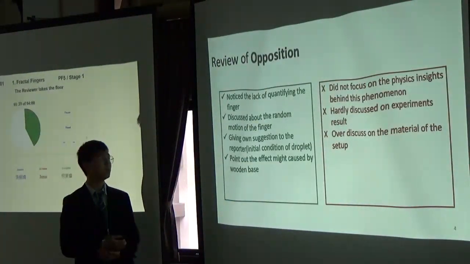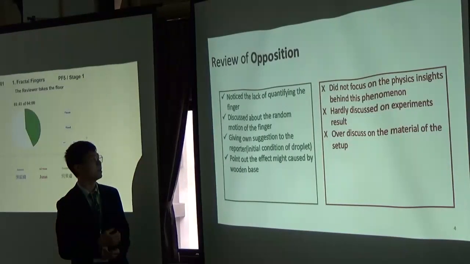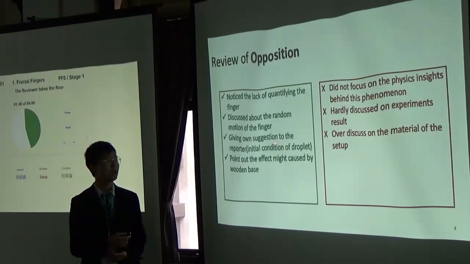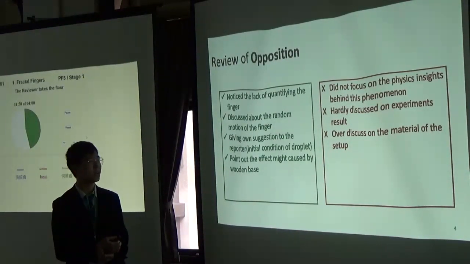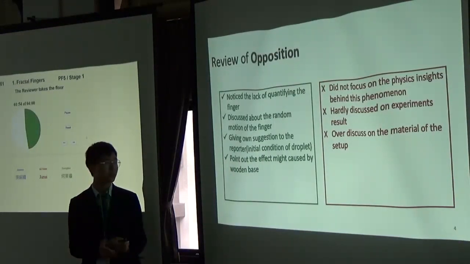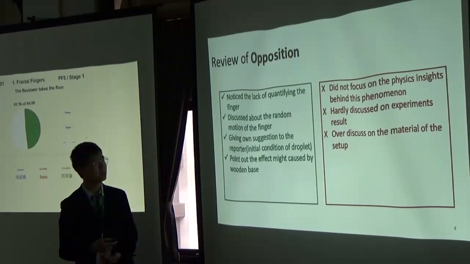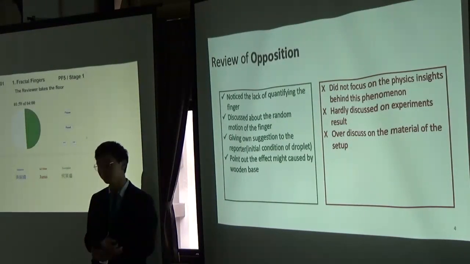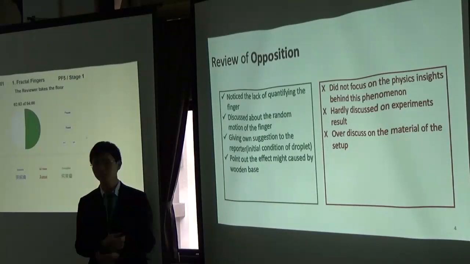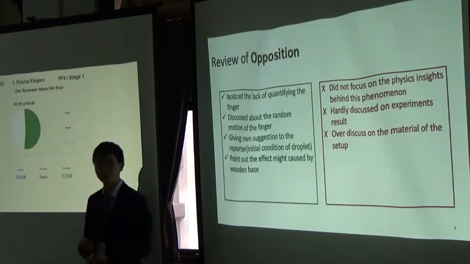And for the review of the opponent, he noticed the lack of quantification of the fingers that the report did not mention, and he discussed the random motion of the fingers. However, he did not focus on the physics behind the phenomena, how Marangoni flow is stretched and declines after time. And he did not discuss the experiment result too much. And he gave his own opinions about how the initial condition of the droplet might cause a fluctuation of the Marangoni flow.